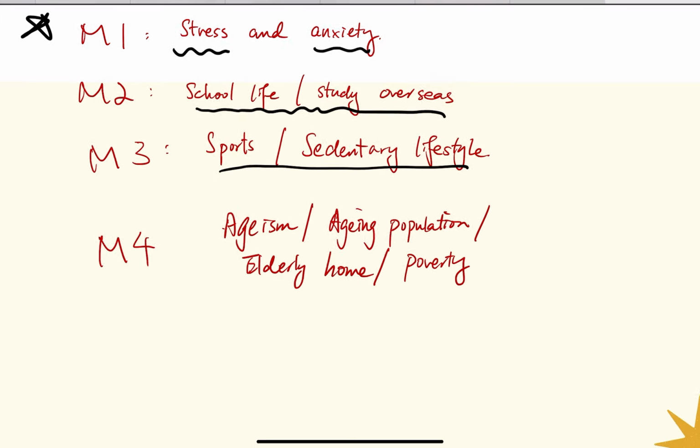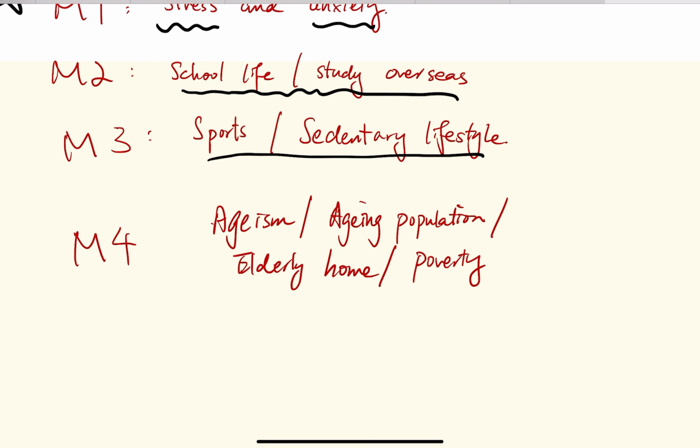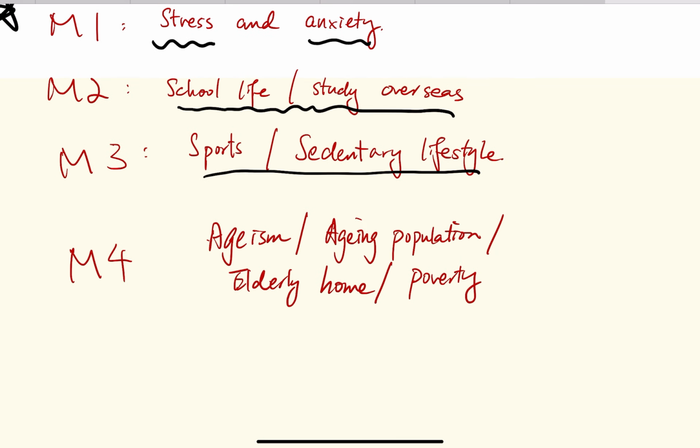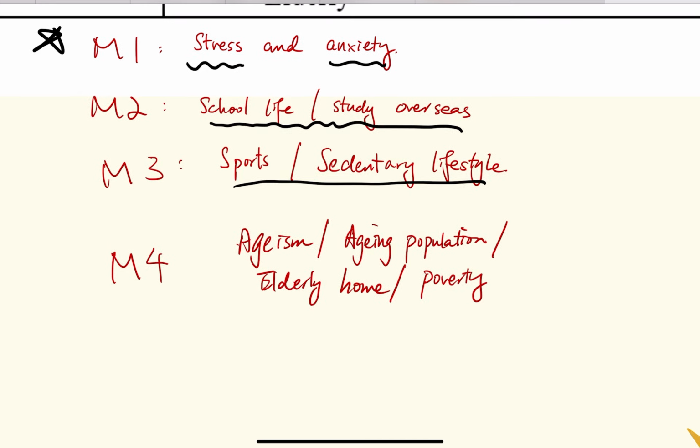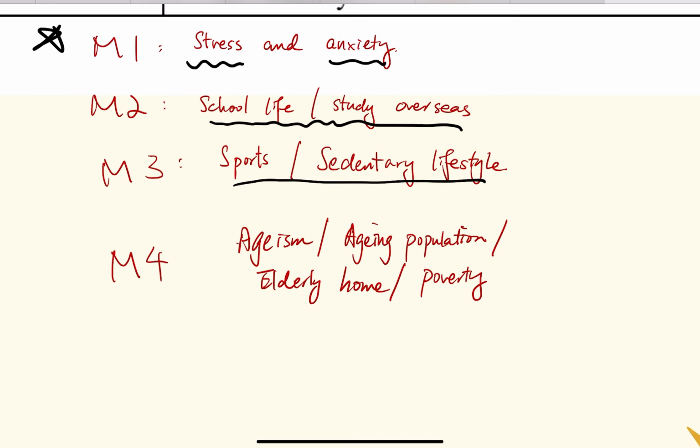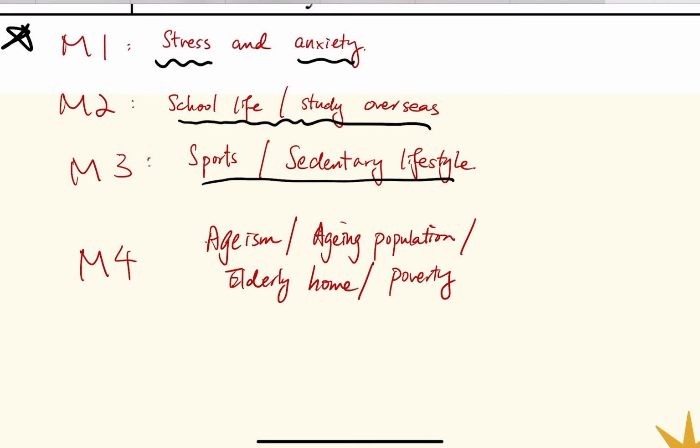Last but not least, the last module we've studied was about a particular social issue, which is the elderly problem. We have learned discrimination and ageism. We have also learned aging population. We have also learned problems and things that we can do in the elderly home and retirement home. And we have also done the writing based on poverty.